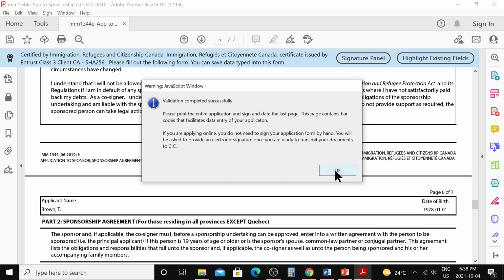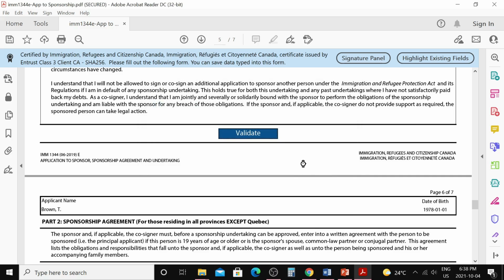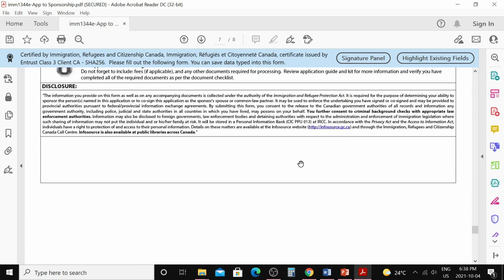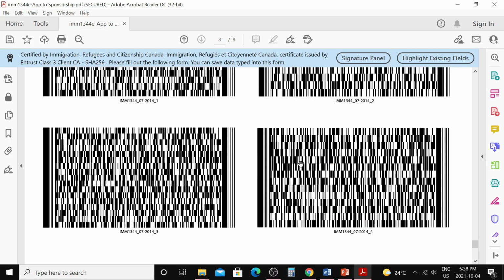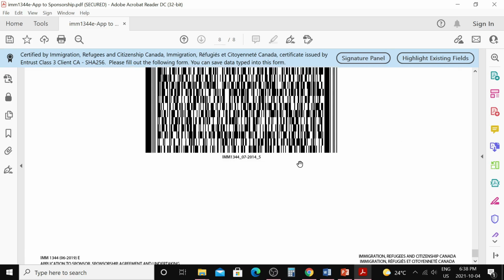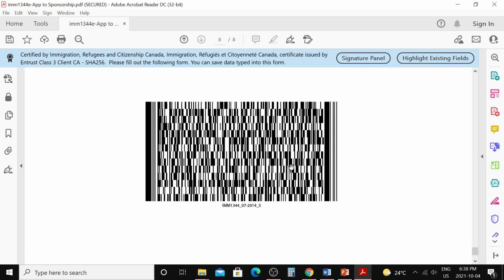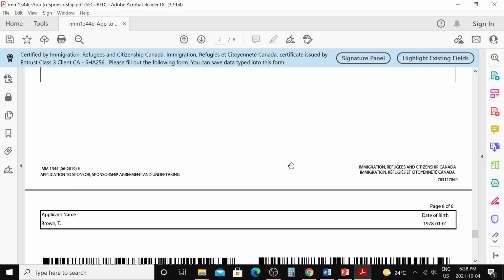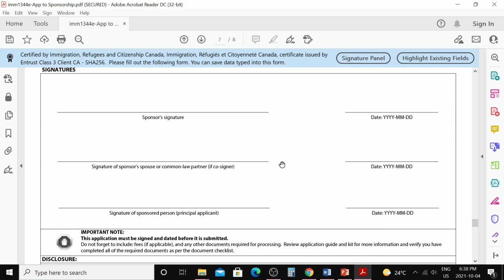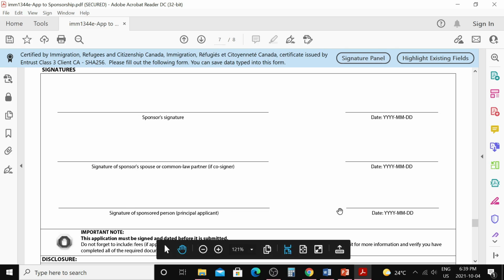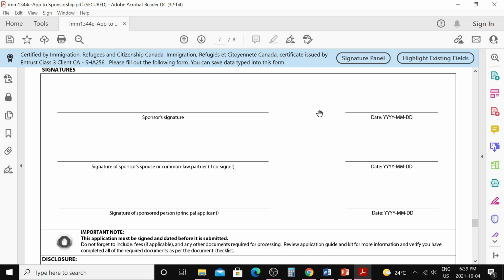So now if you validate this form, you can go down and you can see here a barcode page is generated, and you have to submit this page with the application. After that you will print this form, and then on this page here, the sponsor needs to sign and put the date, then the co-signer needs to sign and date, and then the principal applicant needs to sign and date, and this must be done by hand. You cannot do it online. So that's how you can complete the IMM 1344 form.